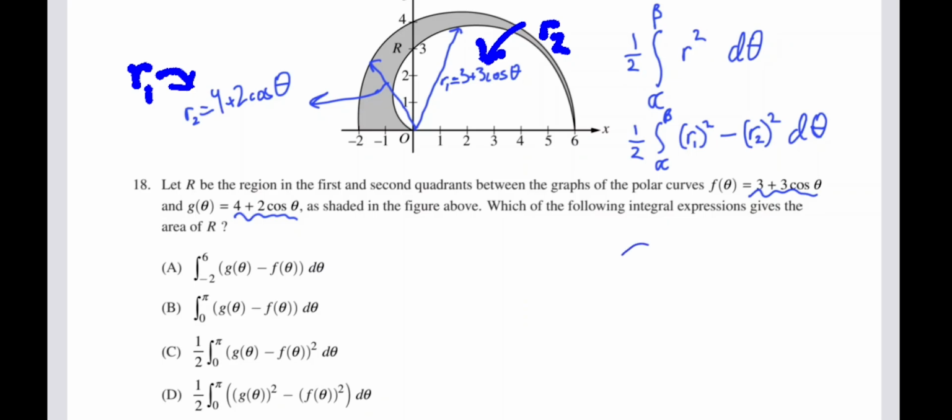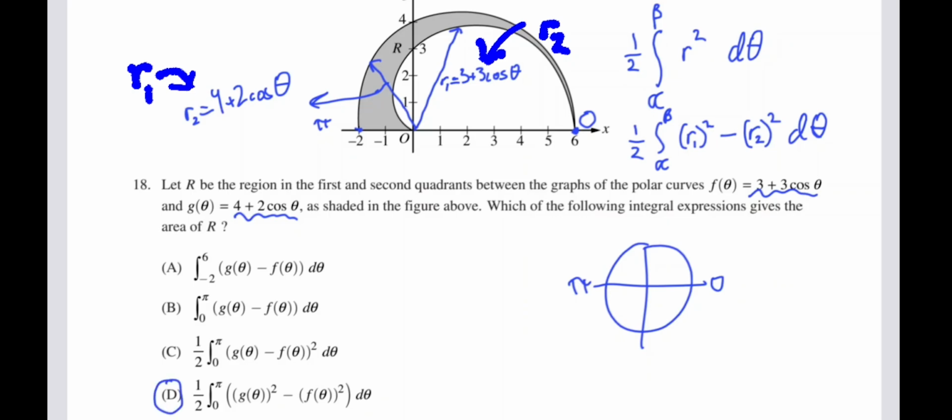So on the unit circle, this would be the 0 mark, and that would be the pi mark, and that's where the curves are shown. So this point would be at the 0 mark, and that point would be at the pi mark, and therefore alpha would be 0 and beta would be pi. So if we plug everything in, that I believe corresponds to choice D.